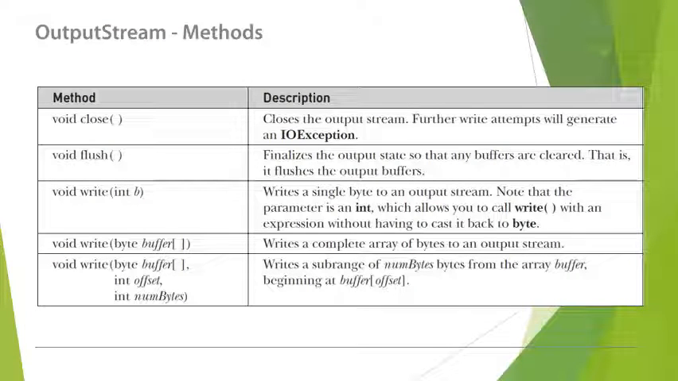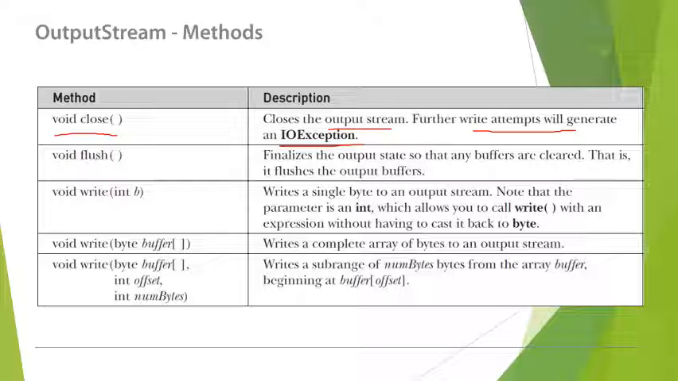Now we can see the output stream methods. Here, the first one is void close(). It closes the output stream. In this case, we cannot write. If we closed the output stream and we try to write further to that stream, then it will throw an IO exception. A similar case we have seen in the input stream also.